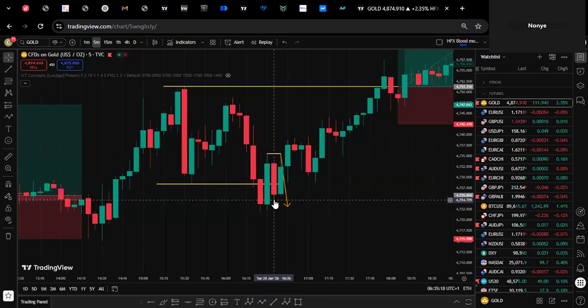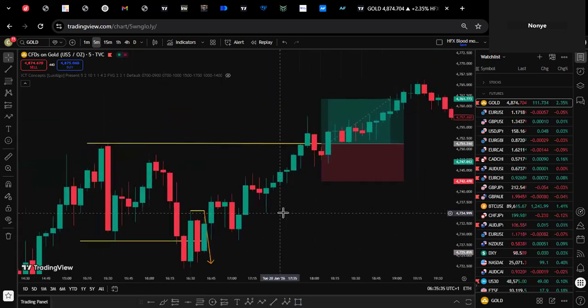So you get your entry from this fair value gap. Yes, exactly. For this other one, the market did the same thing. The market came here, bought, closed above. So what I'm waiting for now is a buy. You're waiting for a buy, you said?